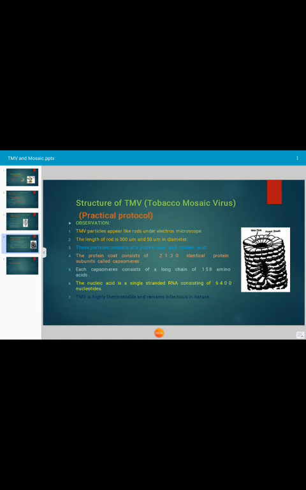This is all about the demonstration of the practical on the structure of tobacco mosaic virus, and this practical is for undergraduate level.